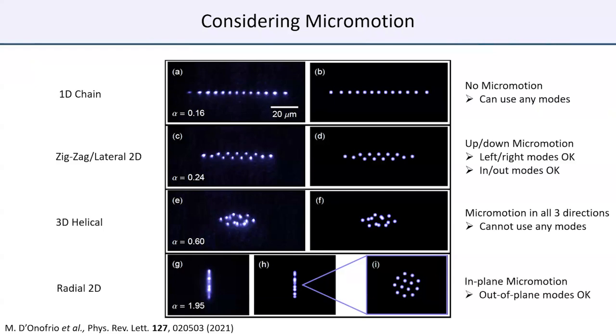But if we go back to radial 2D, again, there is an in-plane direction where micromotion is present, but perpendicular to the plane, those modes again have no micromotion, so you can use those. All right, so 1D and 2D crystals are just fine for quantum simulation. You can avoid the micromotion if you pick the modes correctly.